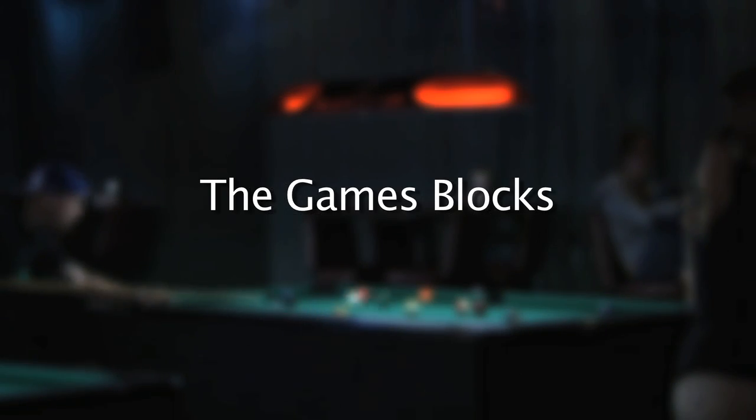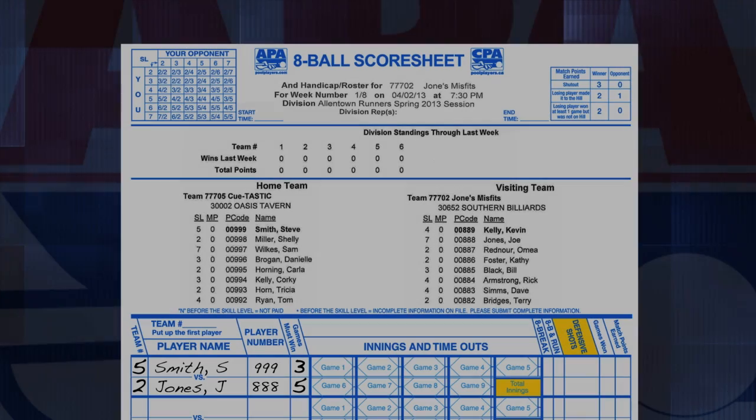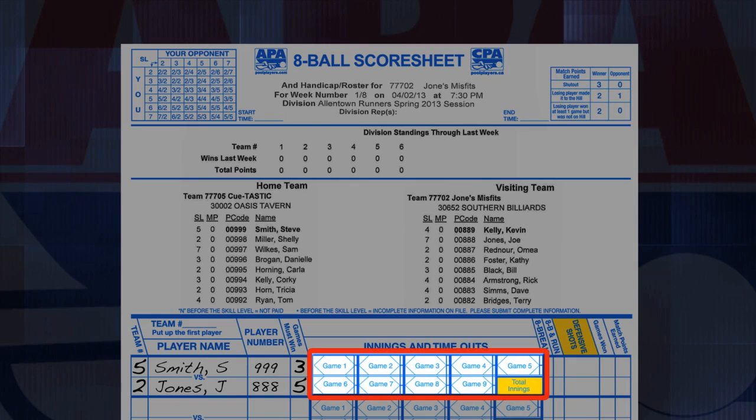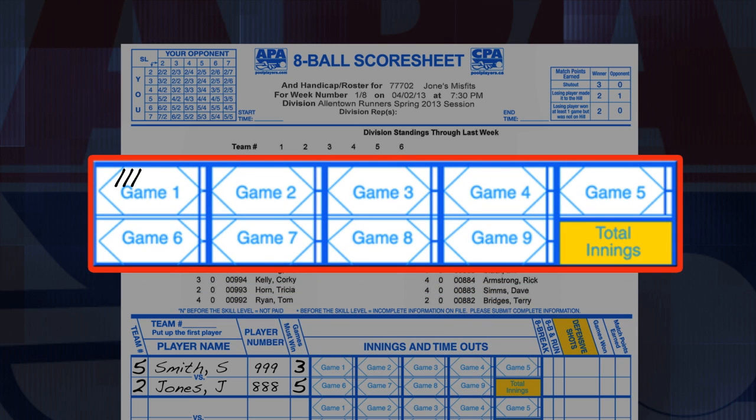The game blocks. There are separate boxes for each game. Enter the number of innings for each game here. Next, indicate who won the game by darkening either the upper block or lower block on the right-hand side of each game box. Upper when the player listed first wins, in this case Steve, or lower if his opponent wins, in this case Joe. Gameplay will bring about various other scenarios that need to be declared on the score sheet as well.